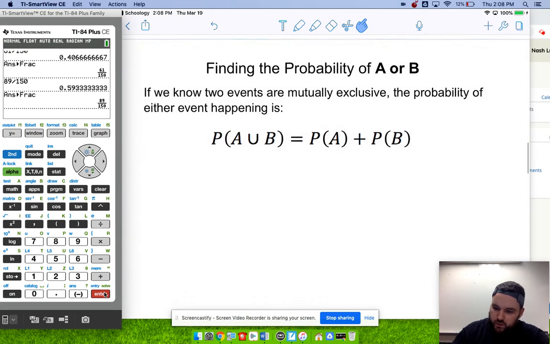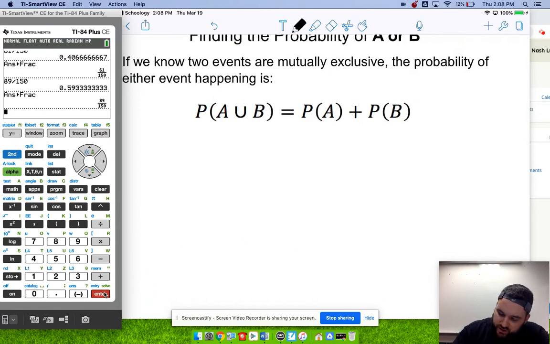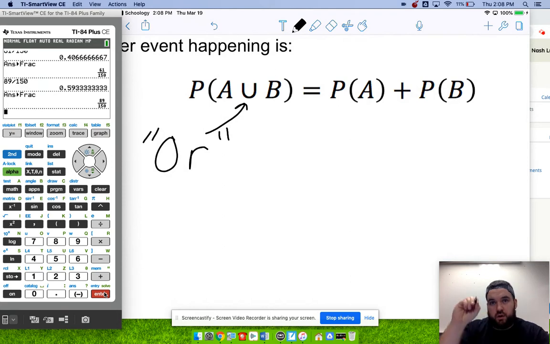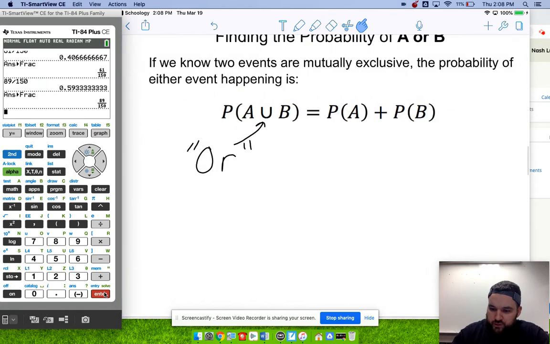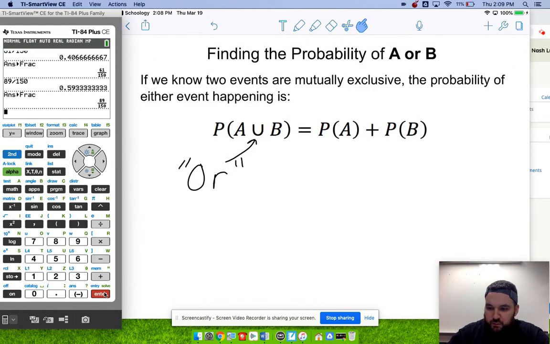Okay. So to get to our equation, what's the probability of A or B occurring? Again, we get a new symbol here. The mathematical term for this is union. But for what we're doing in this course, you should think of that uppercase U as the word or. So the probability of A or B is simply the probability of A plus the probability of B.